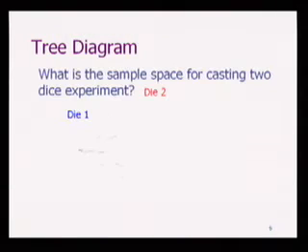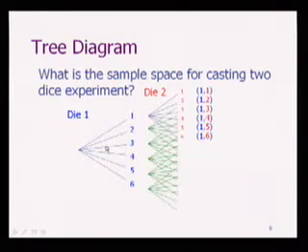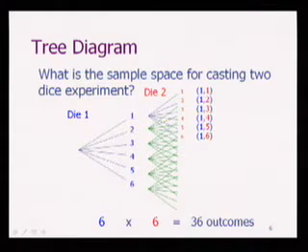This is another example: casting 2 dice. How many possible outcomes? There are 36. Again, we can use a tree diagram to help us figure that out. But if you use the principle of counting, there are 2 steps. The first step is casting the first die; there are 6 possible situations. Then casting the second die, there are 6 possible situations. So 6 times 6, we get a total of 36 possible outcomes.